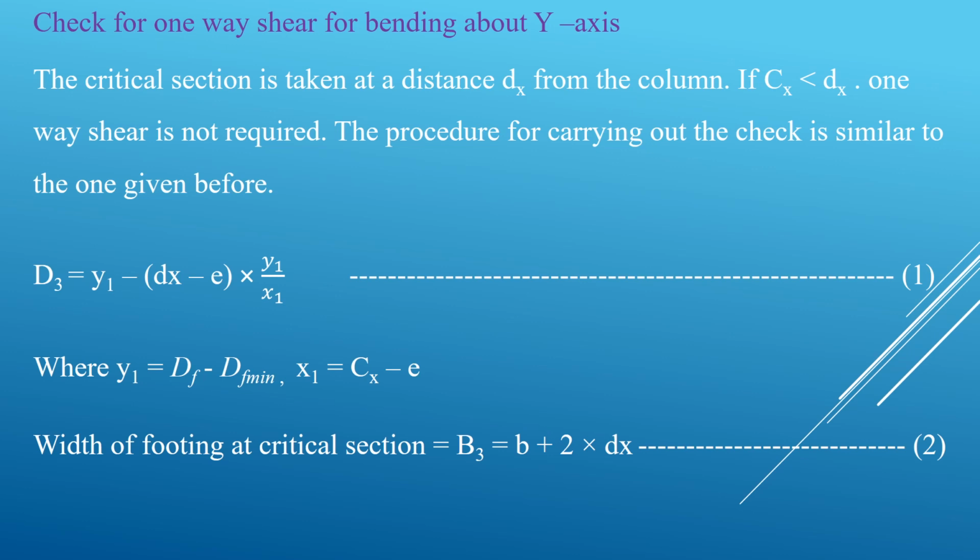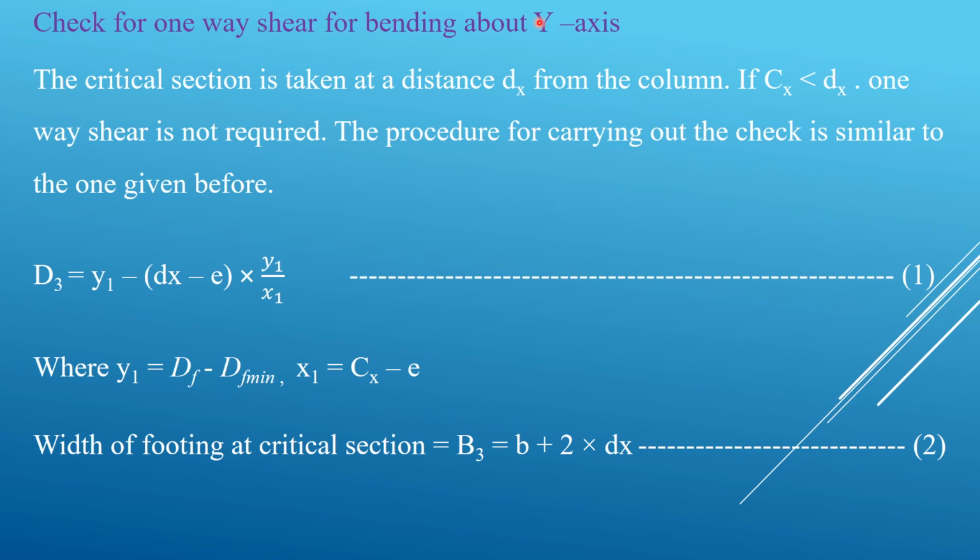Check for one-way shear for bending about the x-axis. Here instead of y it will be x. The critical section is taken at a distance of dx from the column face. If Cx is less than dx, one-way shear check is not required. The procedure for carrying out the check is similar to the one given before.